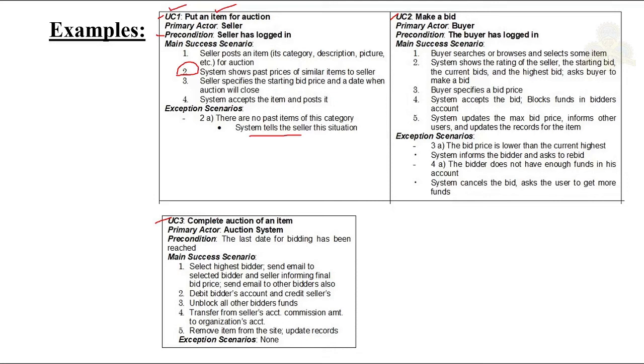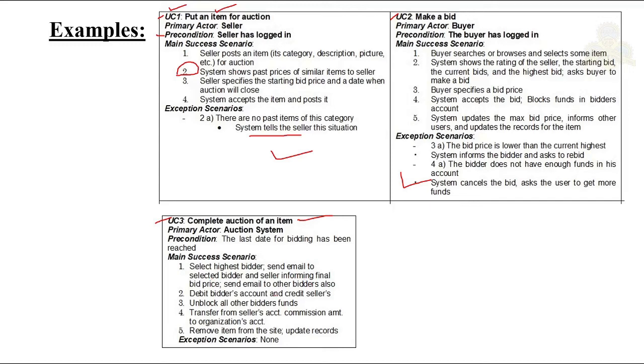The third use case here is complete auction of an item. The seller has posted, the buyer has bid, and the last one is completing the auction of the item. The actor here is the entire auction system. The precondition is that the last date for bidding has been reached. What could be the success scenarios? The system selects the highest bidder, sends an email to the selected bidder, informs the seller about the bid price, and also sends an email to all other bidders.